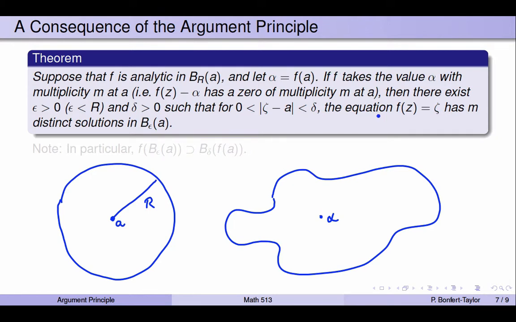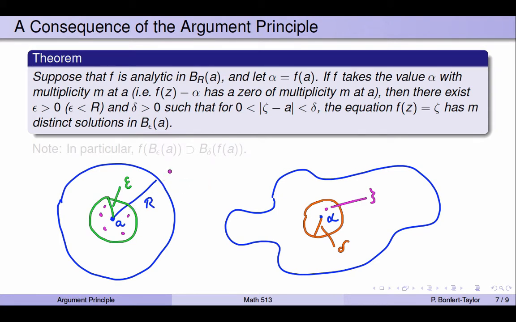If f takes the value alpha with multiplicity m at a, so that means that if you look at f of z minus alpha, then that function has a 0 at a, and that 0 will be of multiplicity m. So it has an m-fold 0 at a, so you could factor out a z minus a to the m in that form. So if that is the case, then this theorem claims that there exists a positive epsilon that's less than R and a positive delta, such that for zetas that are within delta of alpha, the equation f of z equals zeta has m distinct solutions in the ball of radius epsilon around a. So I can find exactly m preimages of zeta under f in this disk of radius epsilon.